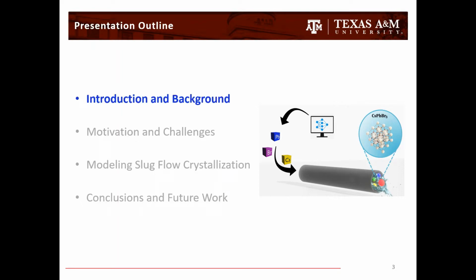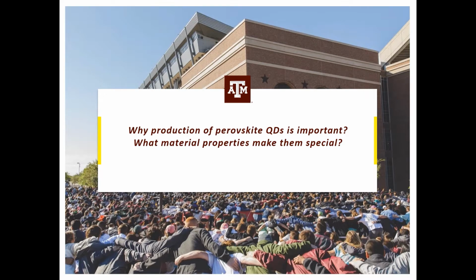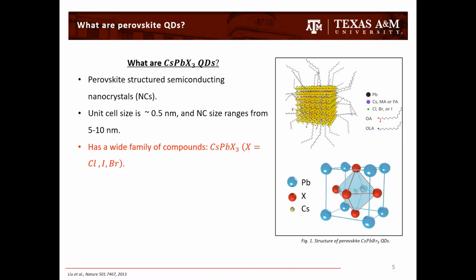First, I'll talk about some background and give you some introduction. Specifically, we'll ask the question why production of quantum dots is important and what are these properties that make them special. So to tell you briefly, perovskite quantum dots are nothing but semiconducting nanocrystals, which have very small sizes from 5 to 10 nanometers. They come in a variety of compounds, but specifically we'll talk about cesium lead bromides or cesium lead halides in this presentation and in this work. And they follow this nice perovskite crystal structure.